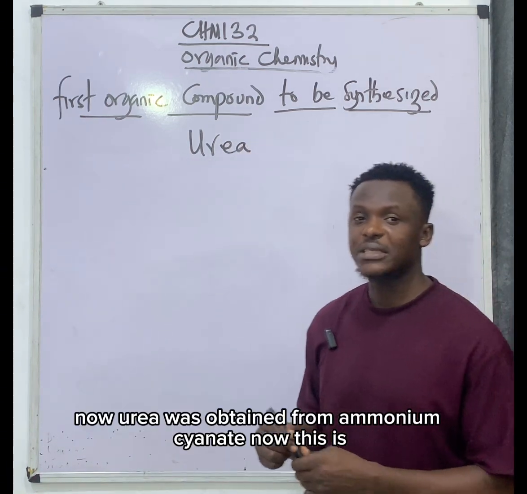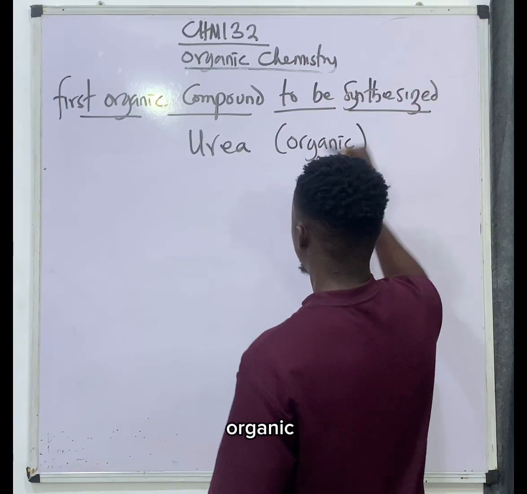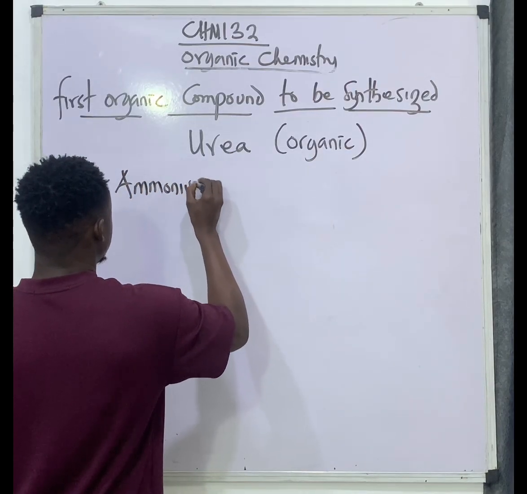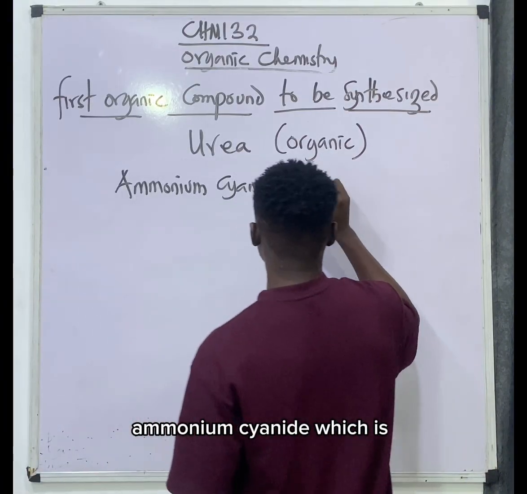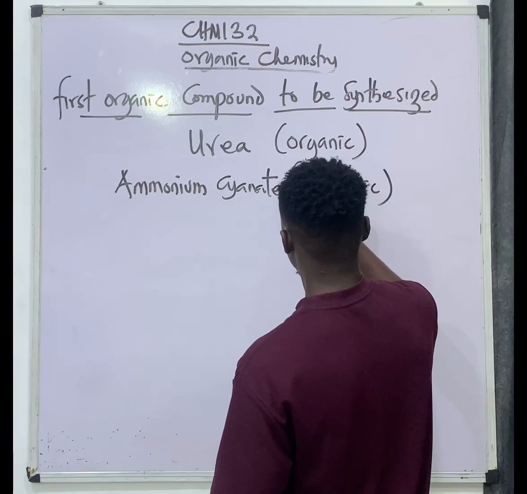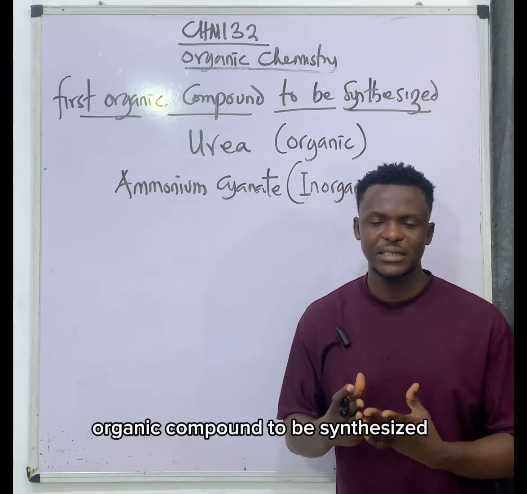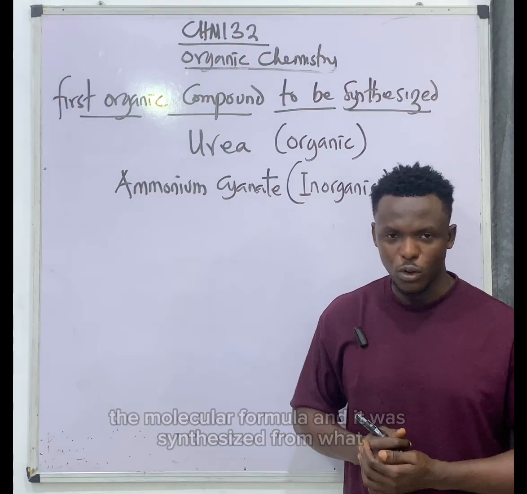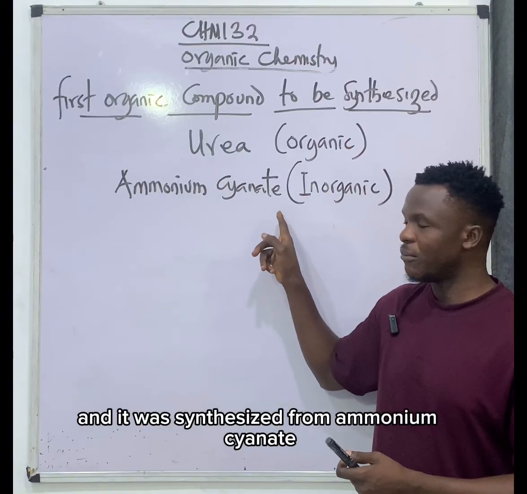Now, urea was obtained from ammonium cyanide. Now, this is organic. Now, urea was obtained from ammonium cyanide, which is inorganic. So in case of exams, they might ask you to give the name of the first organic compound to be synthesized and also give the structure, the molecular formula, and it was synthesized from what? Urea was the first organic compound to be synthesized, and it was synthesized from ammonium cyanide.